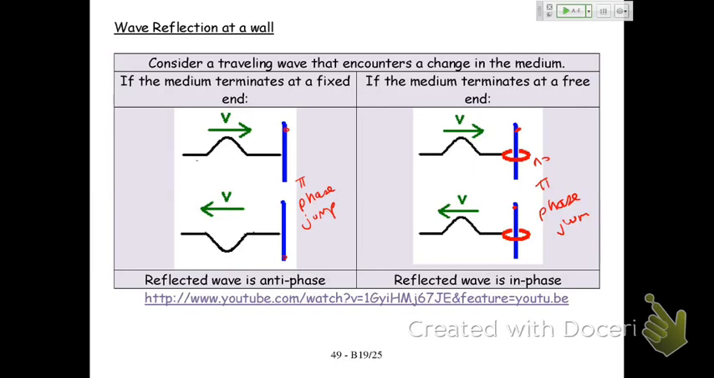And I don't get fractions. I get a half wavelength phase jump or no phase jump. I get pi radians phase jump or no phase jump. I get 180 degrees phase jump or no phase jump. Three different ways of saying the same thing. I need to be able to keep track of that, especially as we're going to get to light.